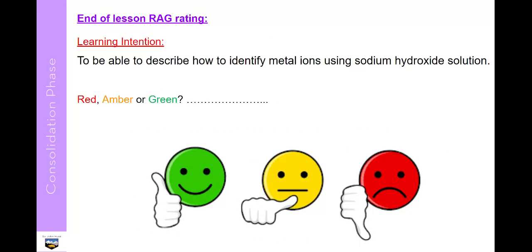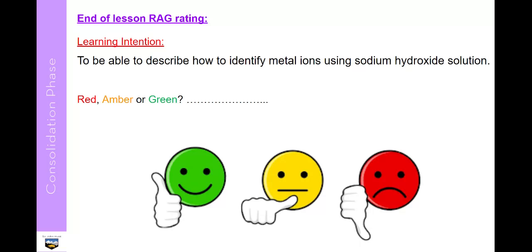That leads us on to the final part of any good lesson. We always review our learning. How well do you think you've met the learning intention? To be able to describe how to identify metal ions using sodium hydroxide solution. So literally, guys, you add your unknown solution containing the metal ions to some sodium hydroxide, and you look for a precipitate, a solid being formed. And from the colour of the precipitate, you can tell what metal ion it is. So are you red, amber or green? So complete your RAG rating.